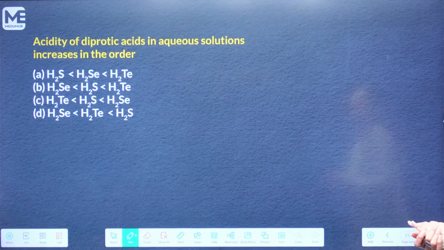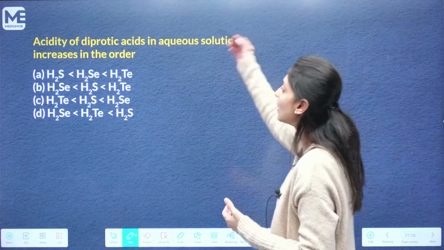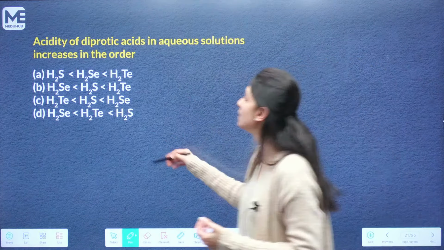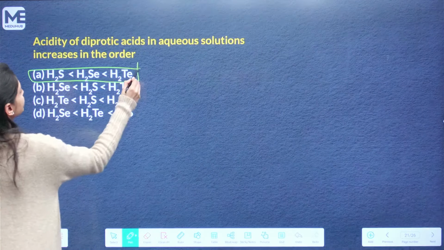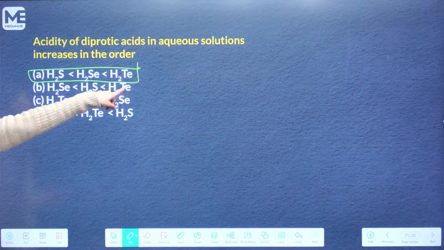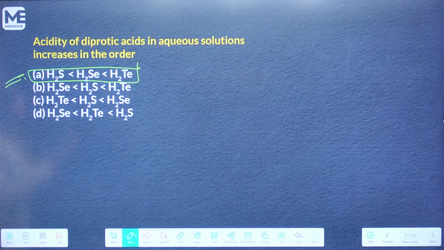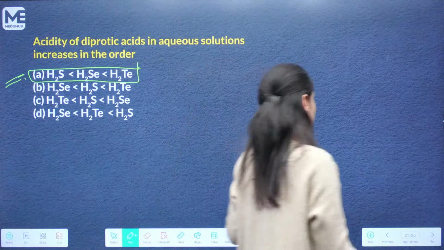Acidity of diprotic acids in aqueous solution increases in the order, this is a repetition again. On moving down the group, the acidity increases. So the correct option would be this one here: sulfur, selenium, tellurium. On moving down the group, acidity increases.